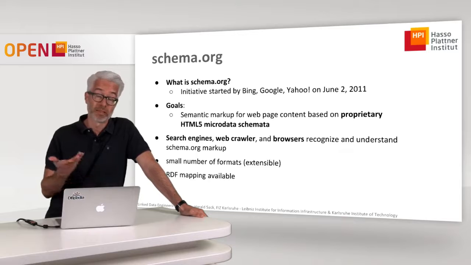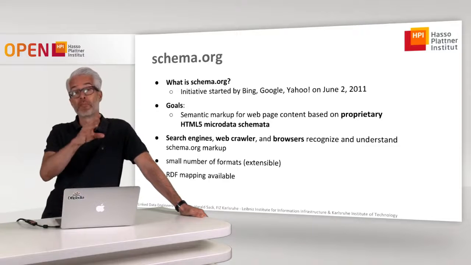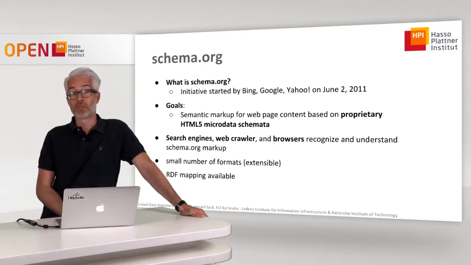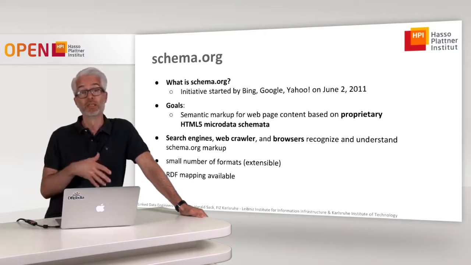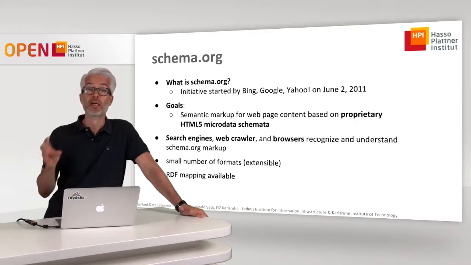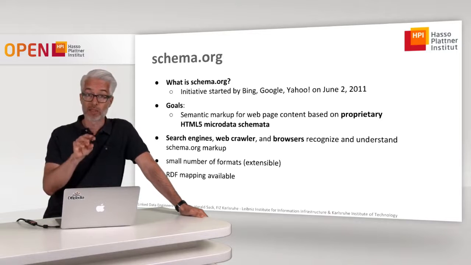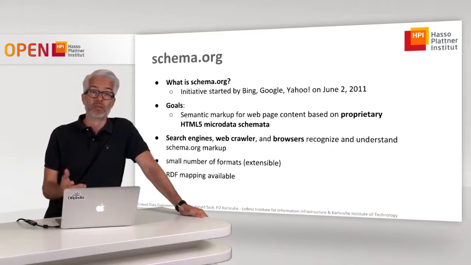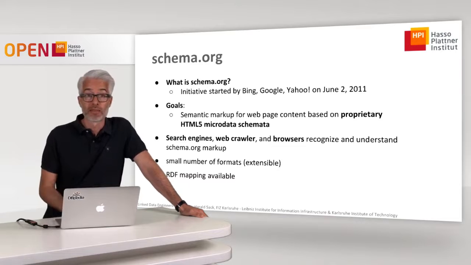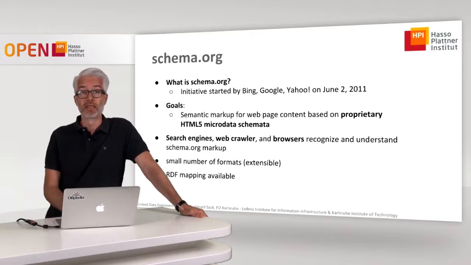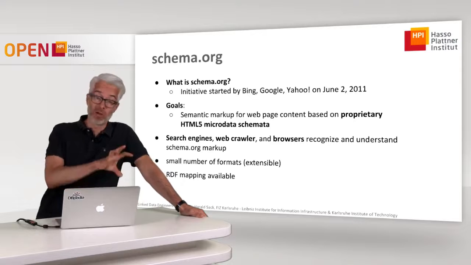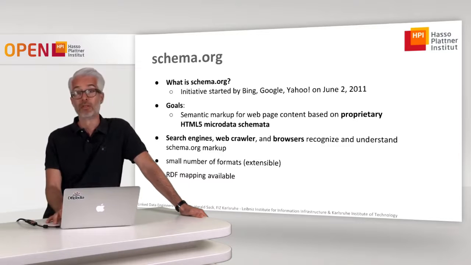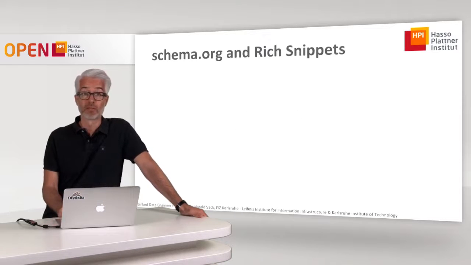And for schema.org, since it's a microdata format, the meaning of all the vocabulary terms that are used is given in natural language text, so the developers have to read it to understand it, and the tools they are using have to process the extracted structured data in exactly that way. Who is using HTML microdata schema.org? Search engines, of course, web crawlers, and also browsers can recognize it and understand it. There's a small number of formats available, it's extensible, and of course you can map all this schema.org data also to RDF. This is not a problem.